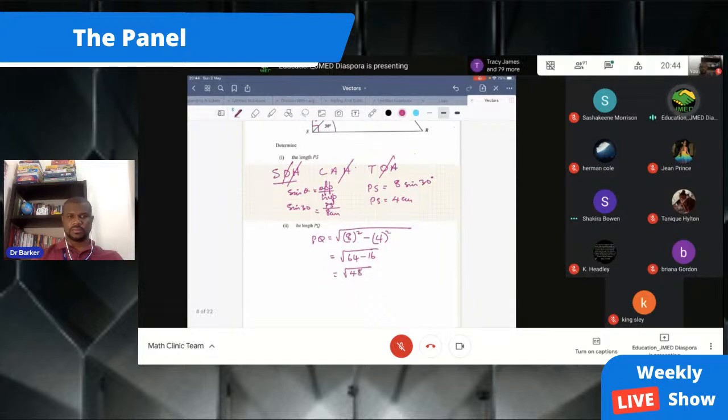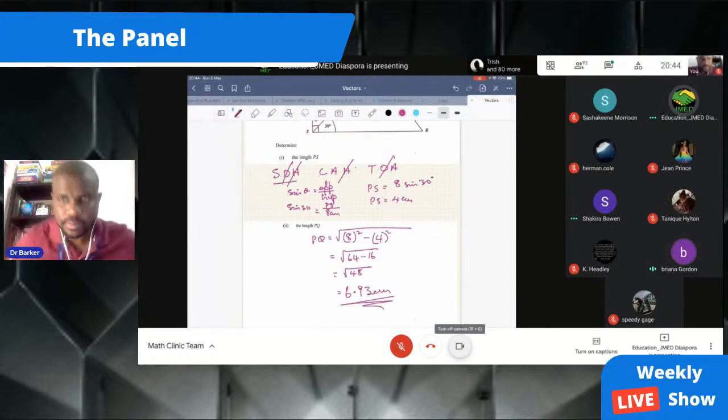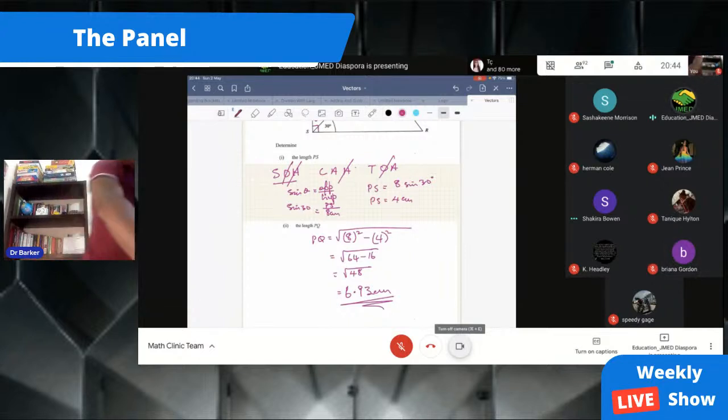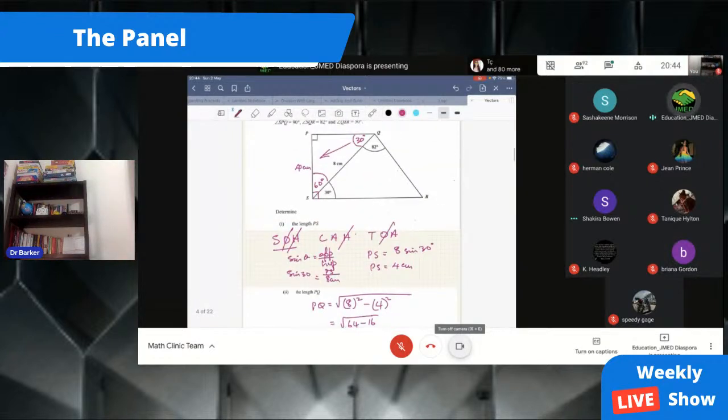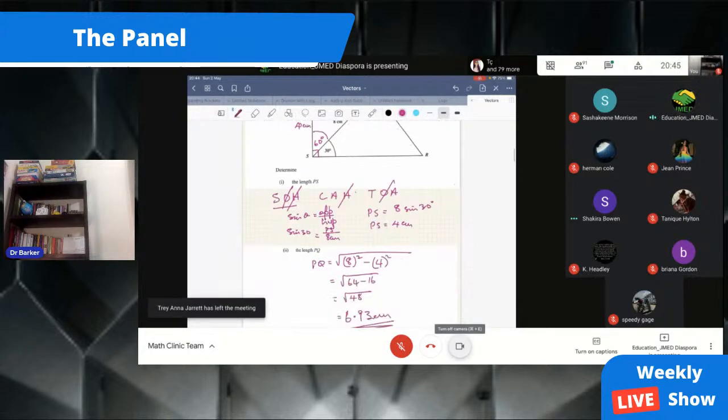And what's the root of 48? 6.93. Yeah, if you round it up, it'll be 6.93 centimeters. I think, yes, because we are using centimeters, we're going to work with that.